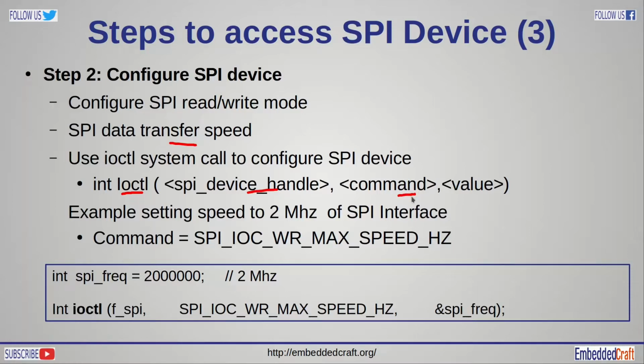Because we need to set SPI data transfer speed, the command will be SPI_IOC_WR_MAX_SPEED_HZ. The first argument will be fd_spi, and the second argument is the command. The third argument is the SPI frequency, which is 2 MHz. There are many configuration commands for different settings of an SPI device.